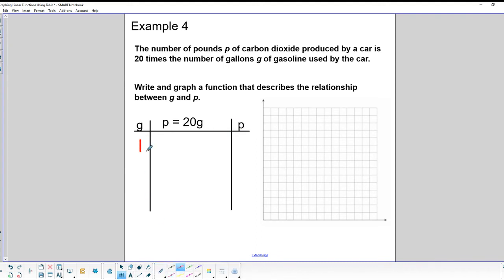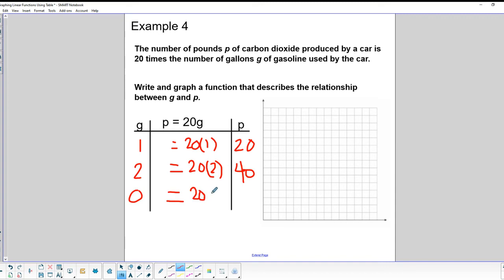If we put in 1 gallon, then the pounds is going to be 20 times 1, which equals 20. If we put in 2 gallons, that will be 20 times 2, which is 40. What if we don't put any gallons in? Then it would just be 20 times 0, which is 0. So there's a good enough set of data that we can graph it.